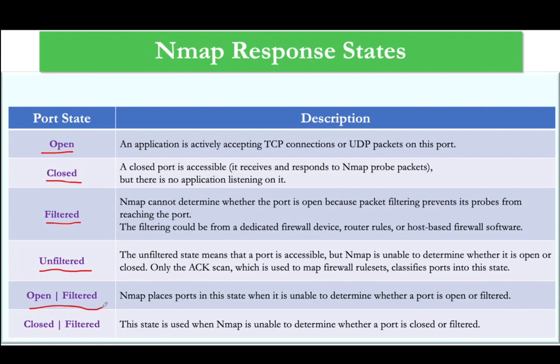So Nmap does not know for sure whether the port is open or being filtered. The UDP, IP protocol, FIN, null, and Christmas tree scans classify ports this way. And the final one is the closed or filtered port state. This state is used when Nmap is unable to determine whether a port is closed or filtered. It is only used for the IP ID idle scan.